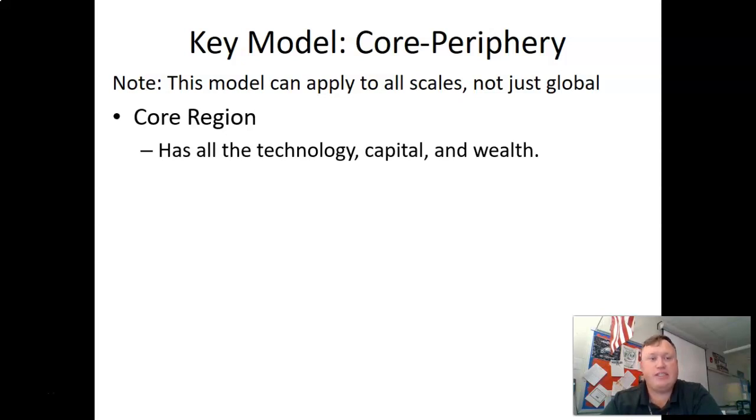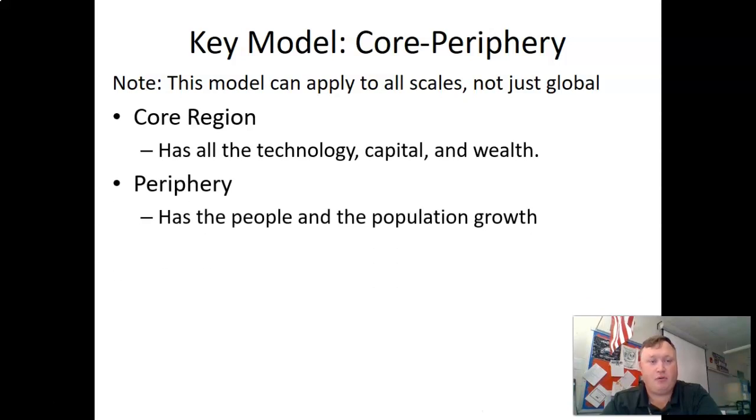So the core region, no matter where you're at, will have all the technology, the capital, and the wealth. Capital not meaning capital cities, but capital in terms of money. These regions have all of that combined. The periphery, usually in many situations, has the people and the population growth. If you look at your infographics, which I had you do either on Canvas, or if you got ones by hand, you wrote down, it's fine.